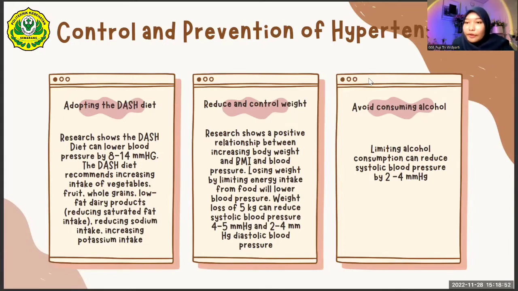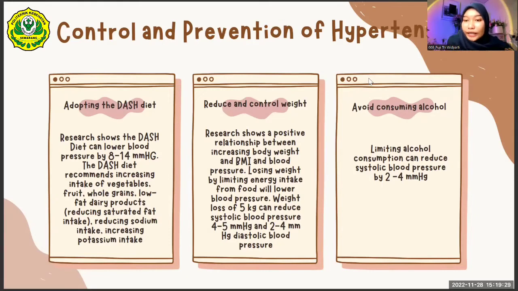And then point number 5 is reduce and control weight. Research shows a positive relationship between increasing body weight and BMI or body mass index and blood pressure. Losing weight by limiting energy intake from food will lower blood pressure, in which a loss of 5 kilograms can reduce systolic blood pressure 4 until 5 mmHg and diastolic blood pressure 2 until 4 mmHg.